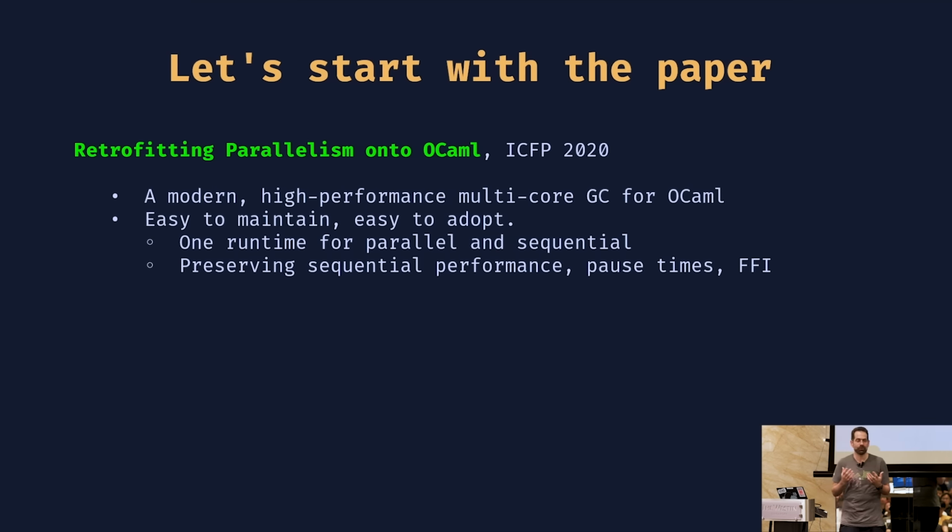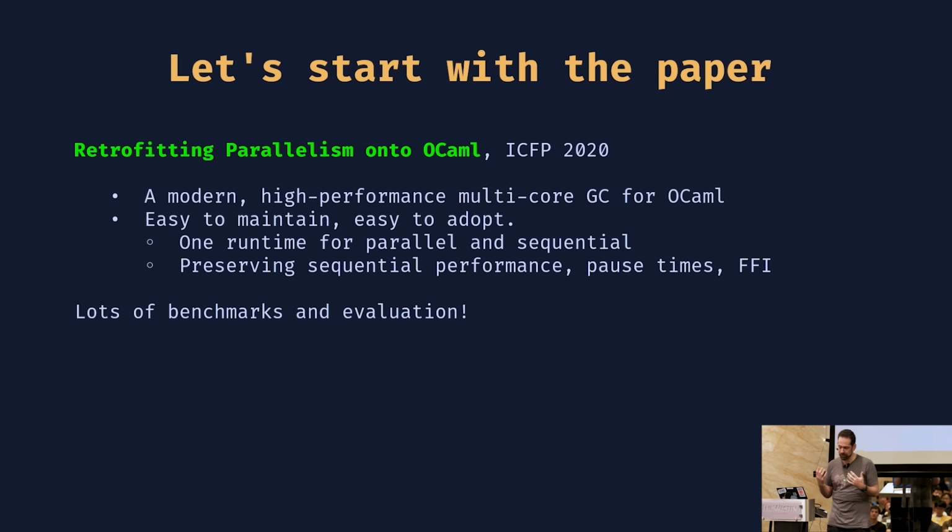And they also wanted to preserve the FFI, the foreign function interface, because it's just kind of torture to go through all the C extensions that have been written and adapt them to a new set of invariants. I mean, the C extensions are already broken and have problems. You don't want to make it worse by having to change them all.